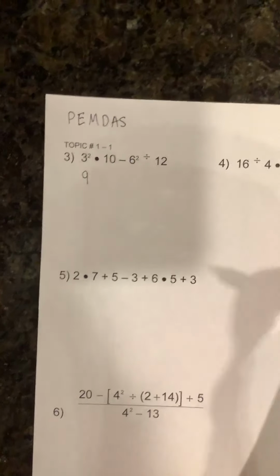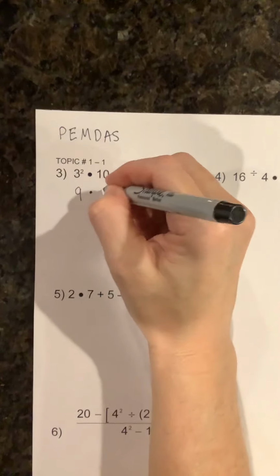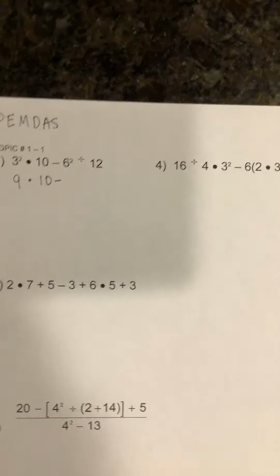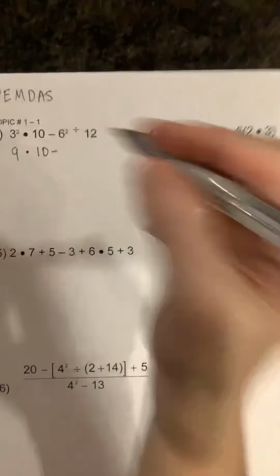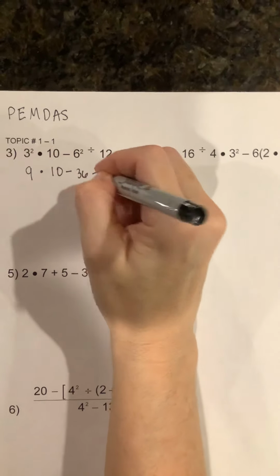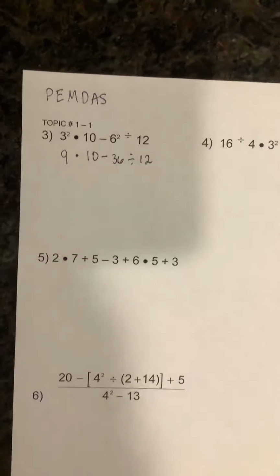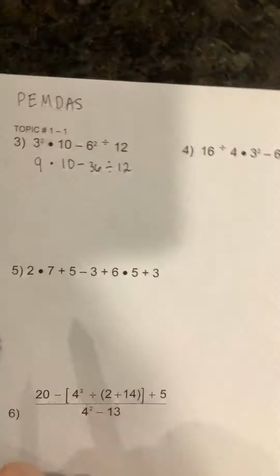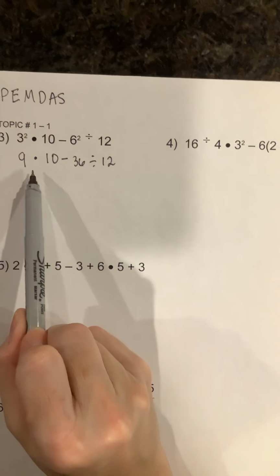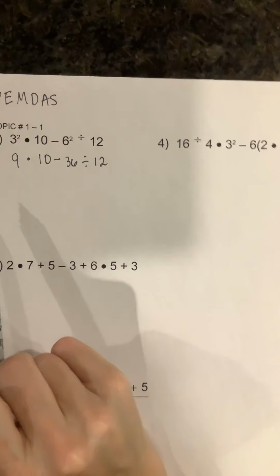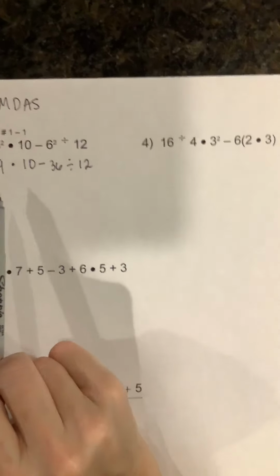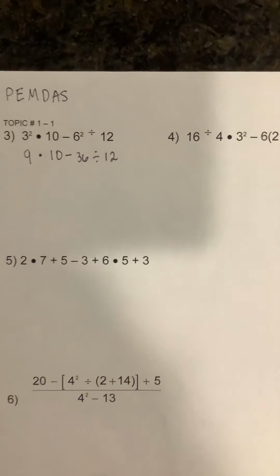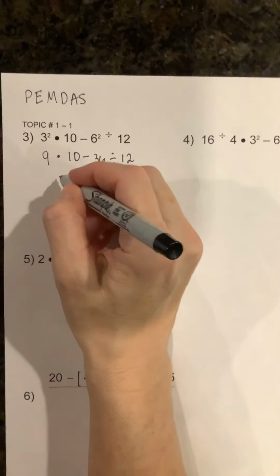And then I'm going to bring down everything else. So I'm going to bring down my 10. I see another exponent, 6 raised to the power of 2. So that's simply saying 6 times 6 is 36 divided by 12. So now I'm going to look at what I have here and again use my order of operations. So I'm looking across and I don't see parentheses or exponents. I've gotten rid of that. So now I'm looking for multiplication and division. So I come to multiplication first. So 9 times 10 is 90.